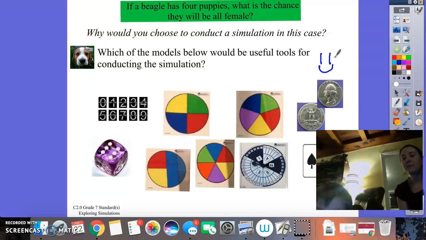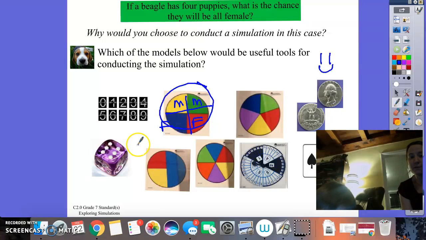One side could be male, one side could be female puppies. Same thing for this spinner. We have 4 equal sections, so we could call this male puppy, female puppy, female puppy. We have the same chance of getting male or female puppies.